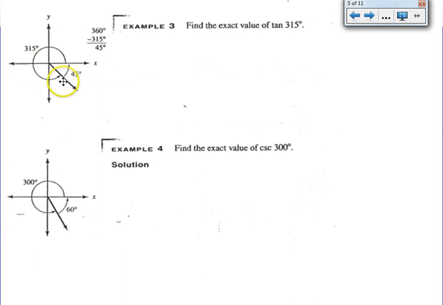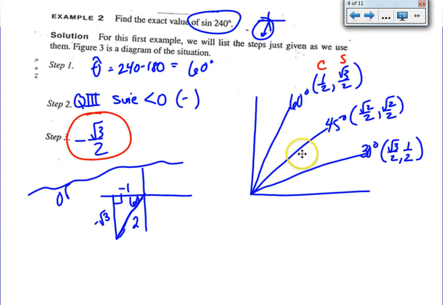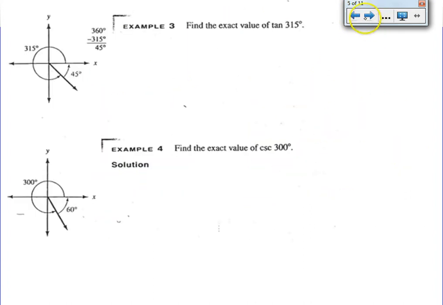They drew the angle in for you. Its reference angle is obviously 45. So if you go back to our little quick drawing of the first quadrant, 45 degrees is square root of 2 over 2 for both the cosine and the sine. But this time they want tangent. Well, remember, tangent's formula is sine over cosine. And for 45s, that's actually really easy because square root of 2 over 2 divided by square root of 2 over 2 is just going to be a 1.